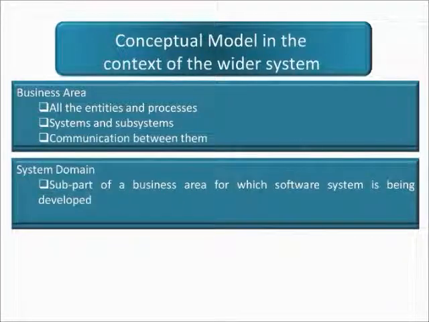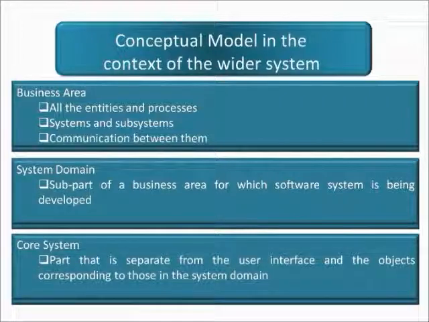The system domain is the particular subpart of a business area for which a software system is being developed. The entities in the system domain are those of potential significance for that system. For example, you know from the requirements document that the entities which form part of the system domain for the hospital system include doctors, patients, and wards, but not nurses and medicines. Finally, that part of the software that is separate from the user interface and that contains objects corresponding to those in the system domain is referred to as the core system.